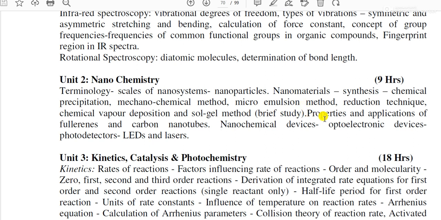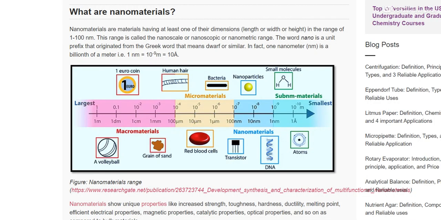So only a brief study is required. Then you have to learn about the properties and applications of fullerenes and carbon nanotubes. Then you also have to learn about nanochemical devices, optoelectronic devices, photo detectors, that is LED, and lasers. So first of all, you have to get an idea about the size of nanomaterials, that is the size range of nanomaterials. For that, you can see this picture.